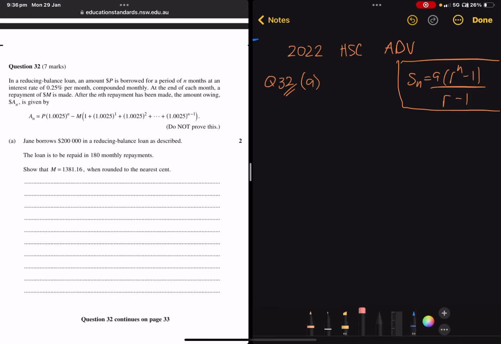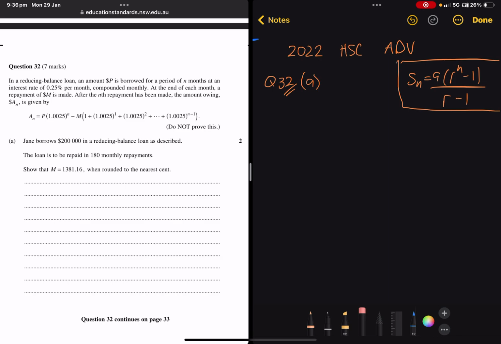Okay, so we're going to have a look at a question here from the 2022 HSC Advanced Maths paper. This is question 32, part A. This is one of the hardest questions in the paper. In this paper specifically, probably question 31 is a little bit more complicated, but this question is still reasonably challenging.